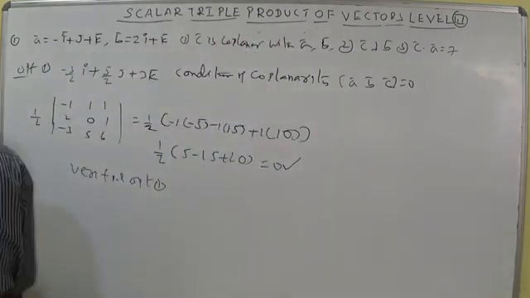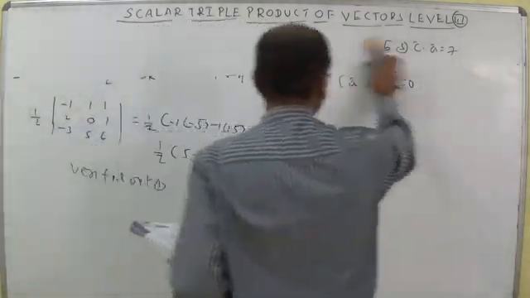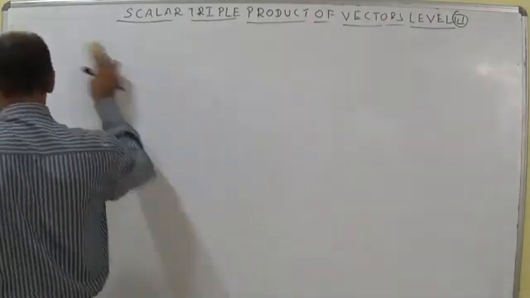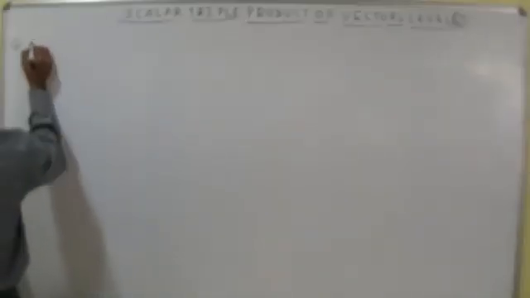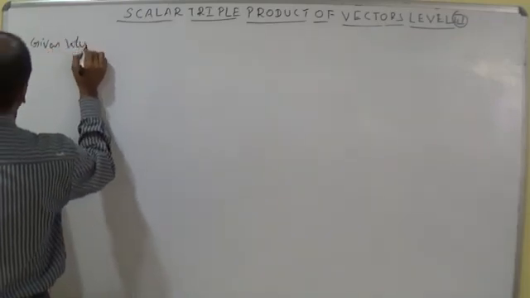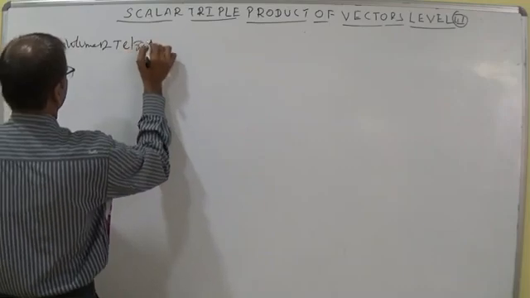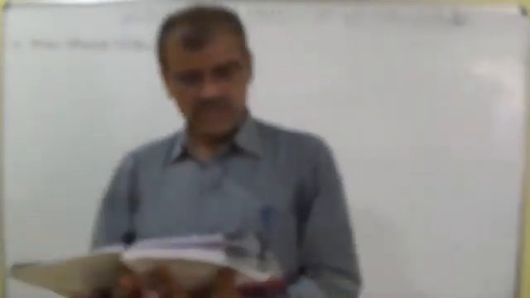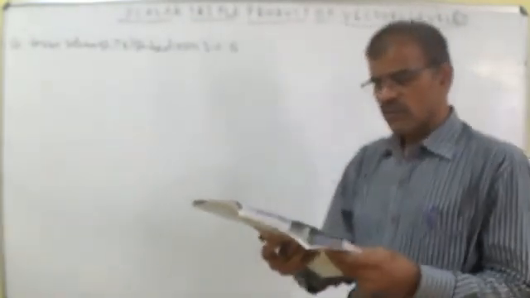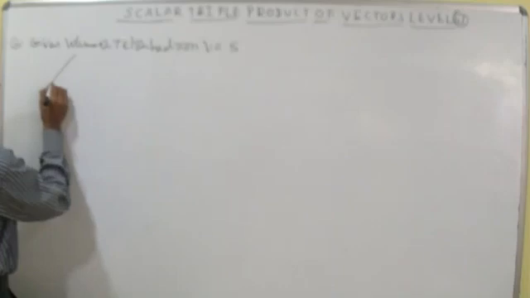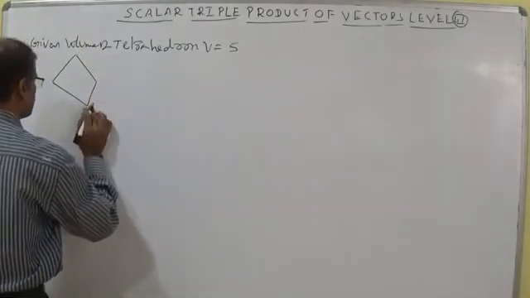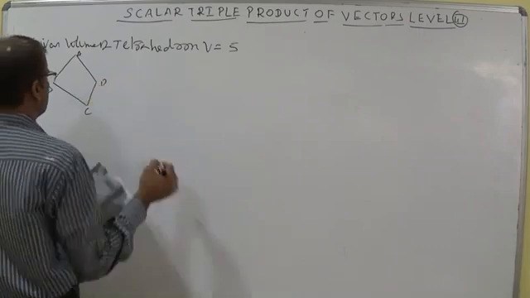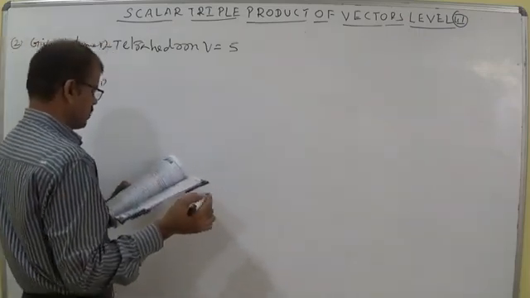Now, second question. A tetrahedron of volume V equal to 5 has 3 of its vertices given as A, B, C. The fourth vertex D lies on the y-axis. In total there are 4 vertices of the tetrahedron: A, B, C, D.